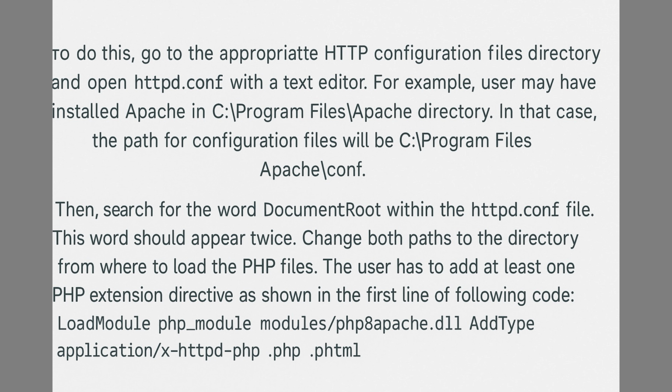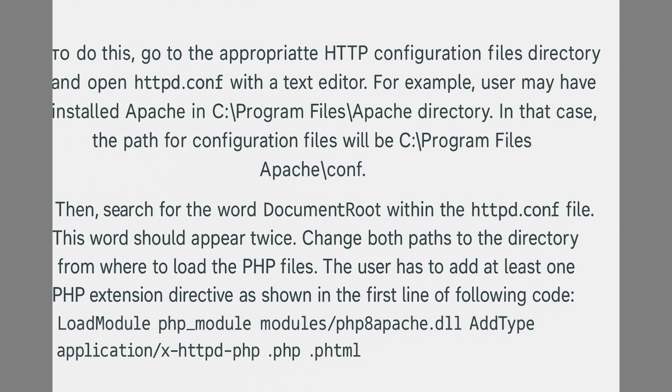Now, search for the term DocumentRoot within the httpd.conf file. You'll find this word appearing twice in the document. Both instances refer to the directory from where Apache serves its web files. Change both paths to the directory where you plan to store your PHP files. For example, your htdocs or www folder.